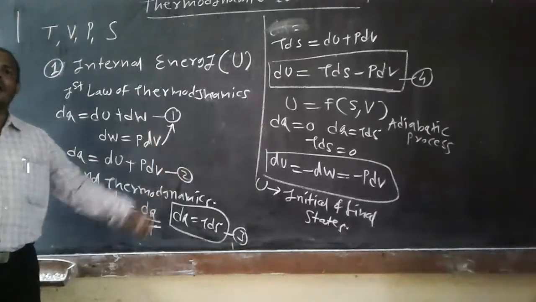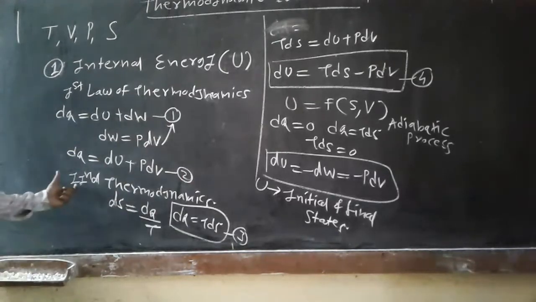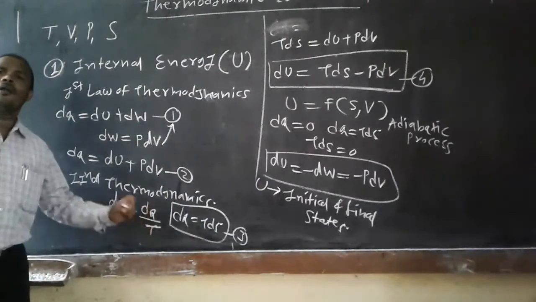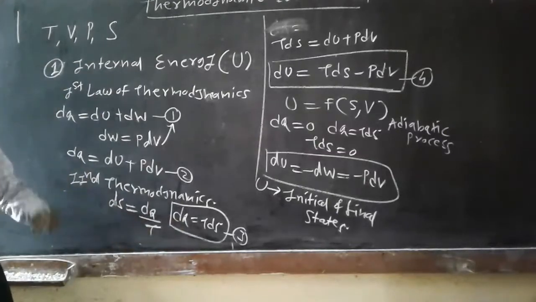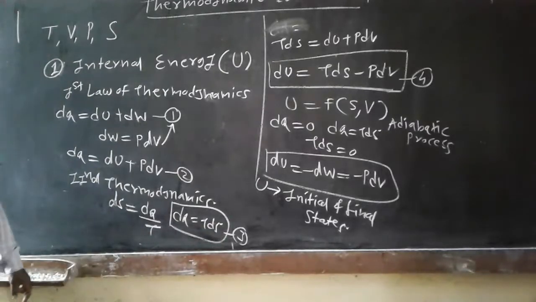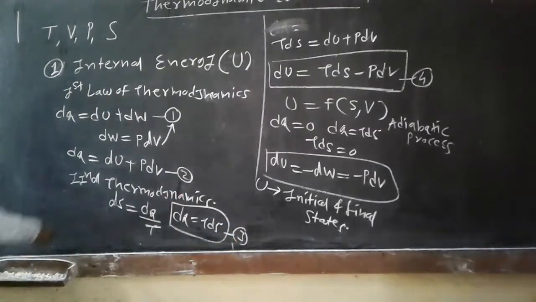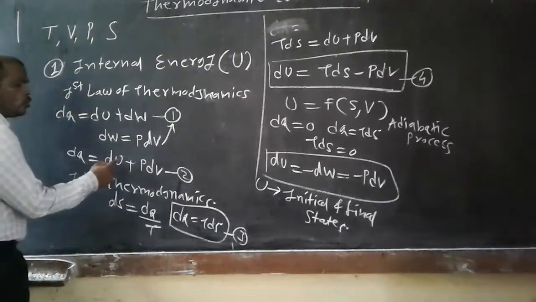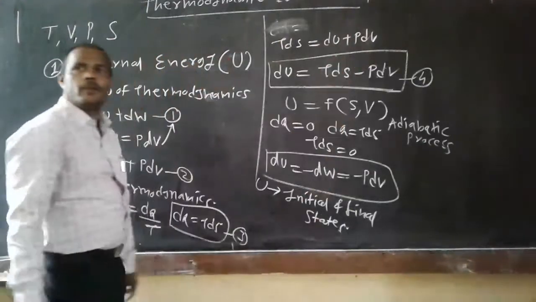This is equation 2. Using definition of entropy from second law of thermodynamics, change in entropy is equal to dQ upon T. That means value of dQ is equal to T dS. Say equation number 3. Put equation 3 into equation 2. We get, value of dQ is TdS, so TdS is equal to dU plus PdV.